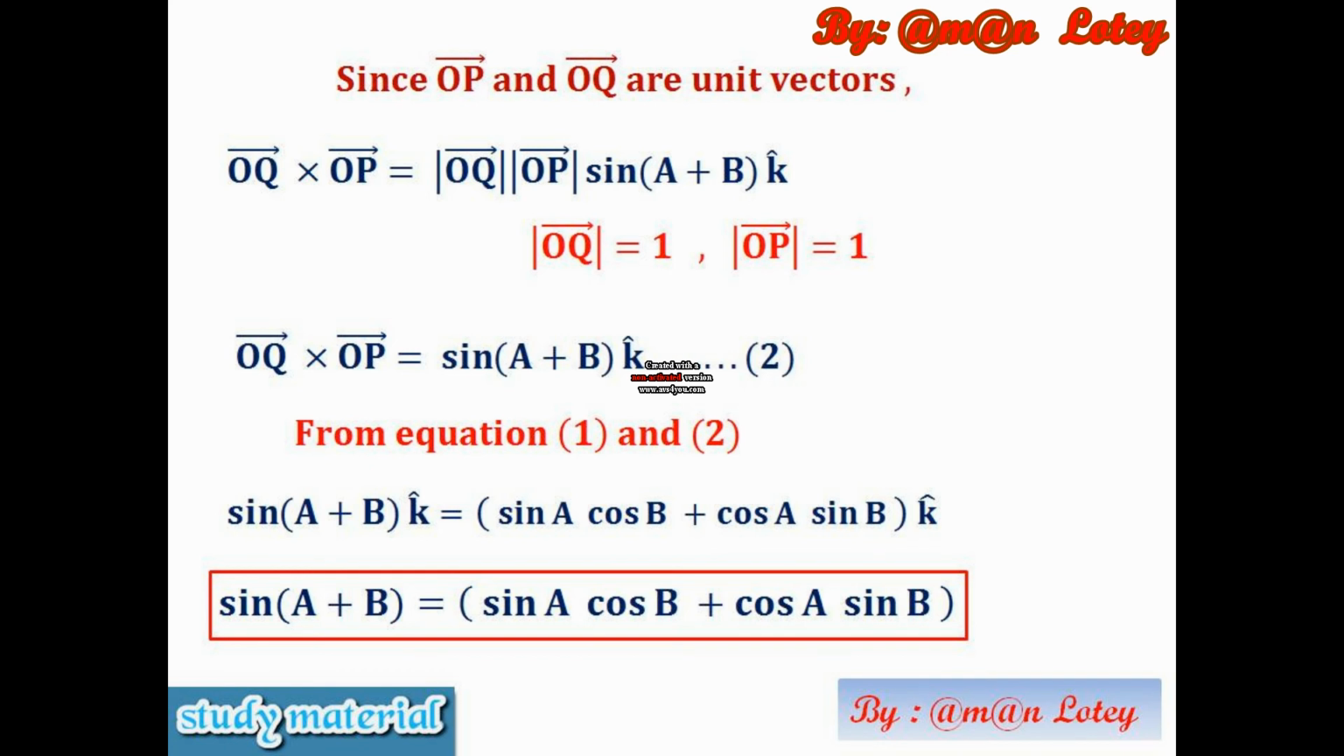Now put the value of equation 2 in equation 1. Then we get sin(A+B) into k cap is equal to (sin A cos B plus cos A sin B) into k cap. You can see here k cap is acting on each side. So after cancelling k cap on both sides, we get sin(A+B) is equal to sin A cos B plus cos A sin B, which is the required formula.